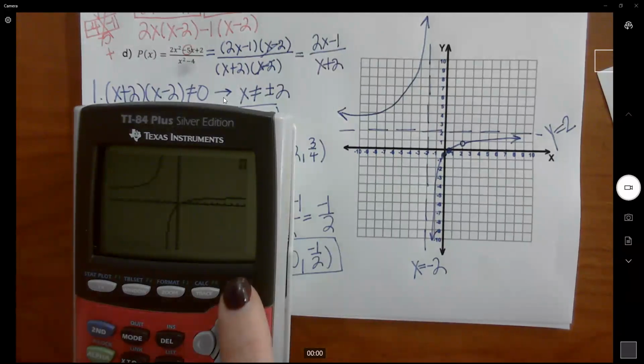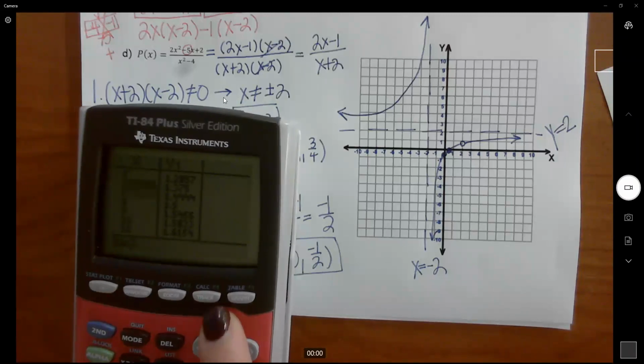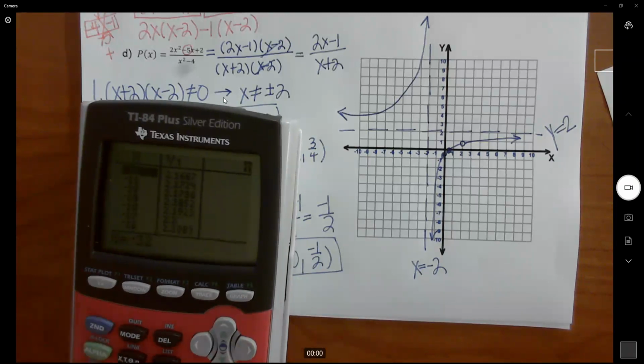And you can go to second table to get some more ordered pairs to make it a little bit more accurate. You can see though, there's our vertical asymptote right there. And you can see as you go further out, this is getting closer and closer to that y equals 2, but it will never get there.